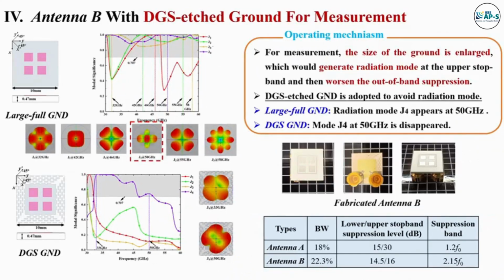Finally, for measurement, the size of the ground is enlarged, which would generate a radiation mode in the upper stopband and then worsen the out-of-band suppression. In order to eliminate the impact of the GND, a DGS GND is adopted to avoid the radiation mode. For antenna B adopting a large full GND, radiation mode J4 appears at 50 GHz and generates radiation in the broadside direction. By replacing the large full GND with the DGS GND, radiation mode J4 at 50 GHz disappears.